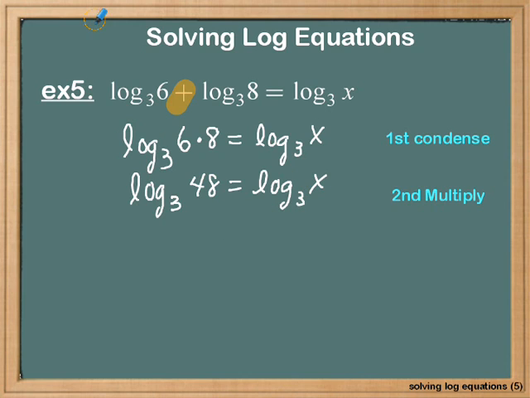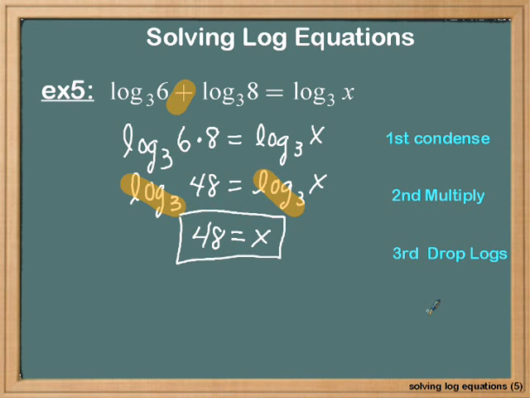Now that I see that I have a single log on both sides, what am I going to do here? I'm going to drop those logs, and what am I left with? 48 equals x. That is my final answer.